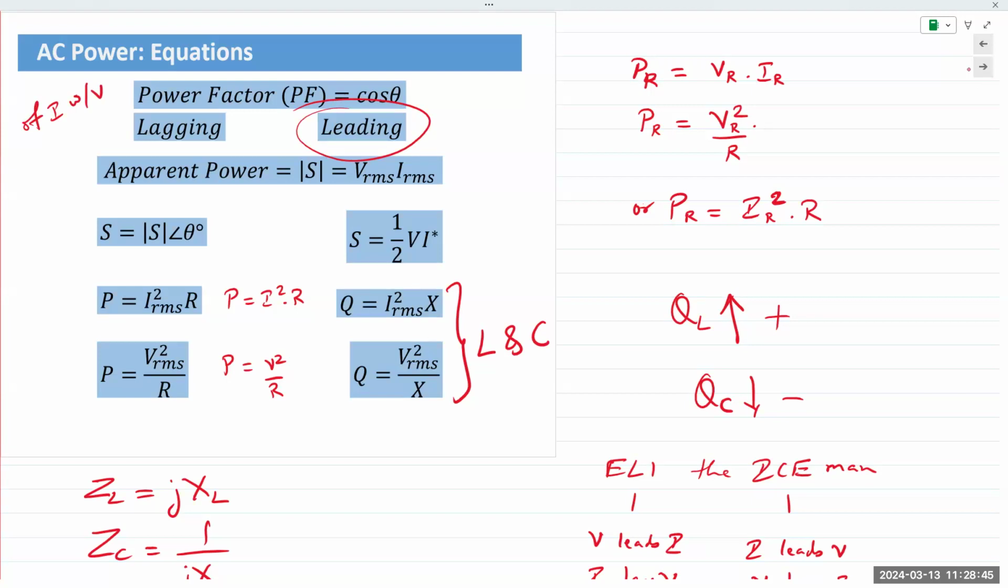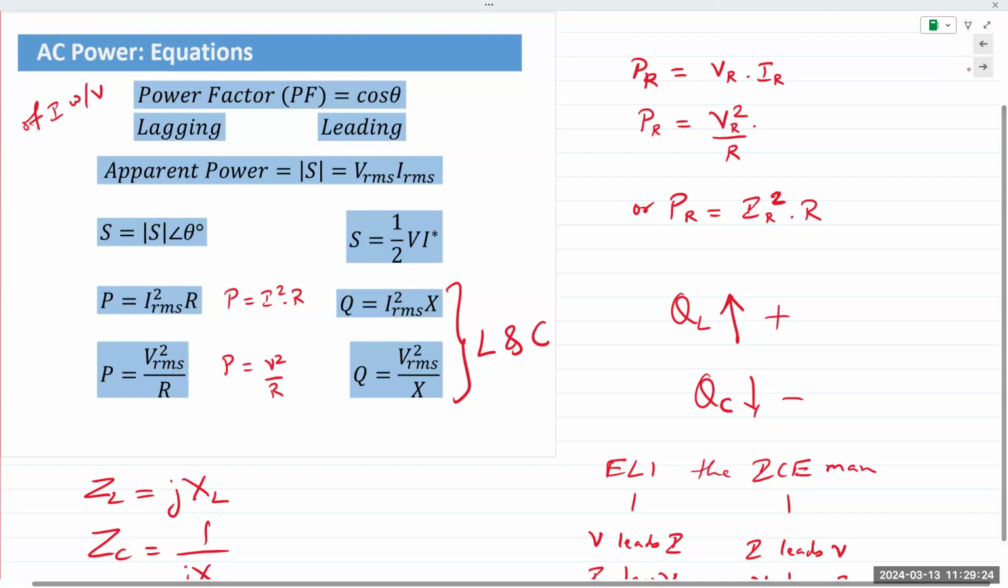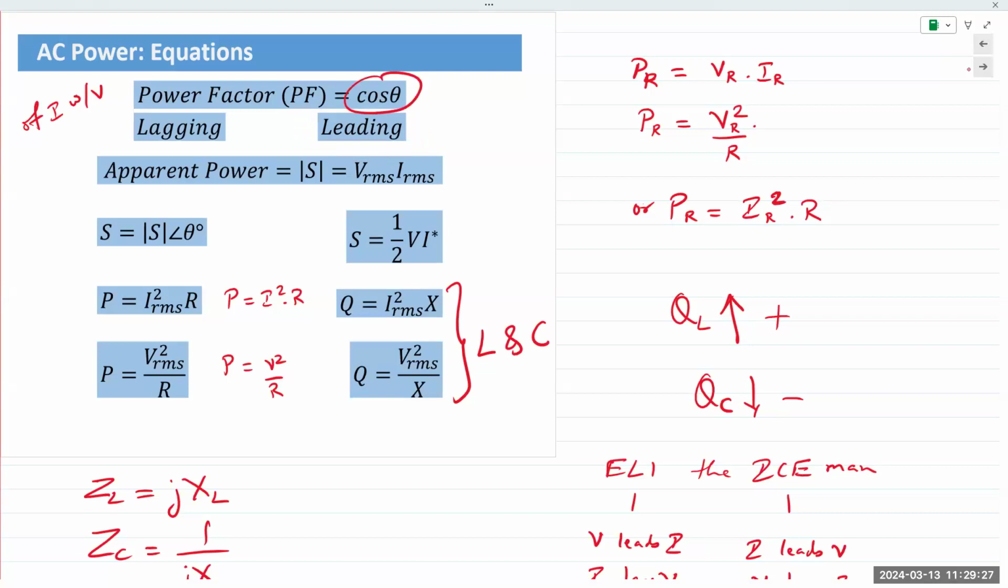For a resistor, the voltage and current are always in phase, so the power angle is 0 and power factor is neither leading nor lagging. For an inductor, voltage leads the current, so current is lagging, and we say power factor is lagging. For a capacitor, power factor is leading. Mathematically, it is described as the cosine of theta.